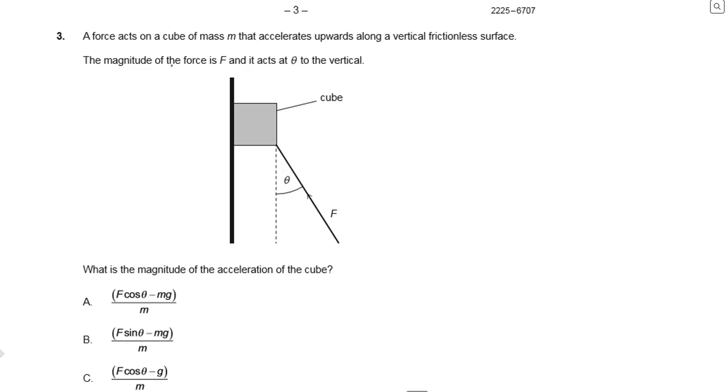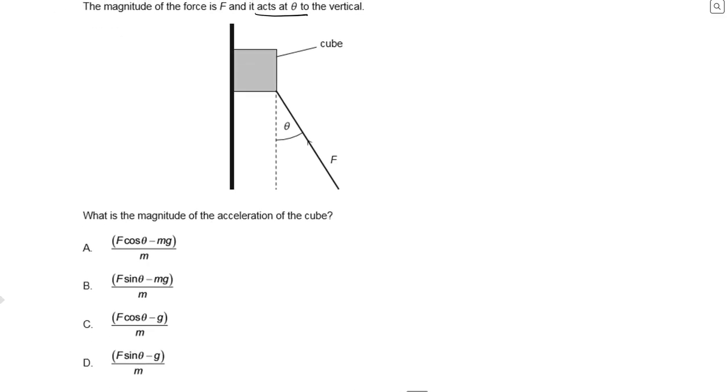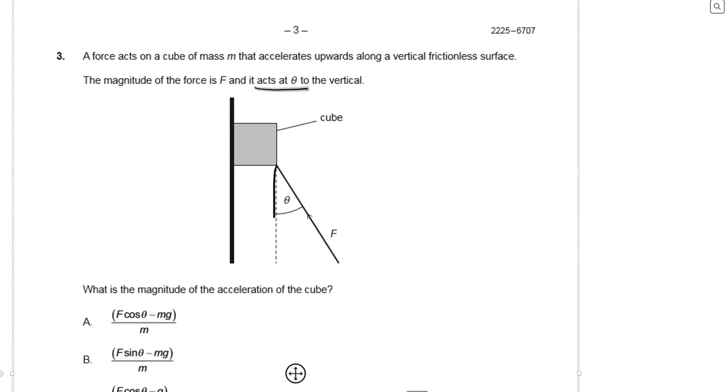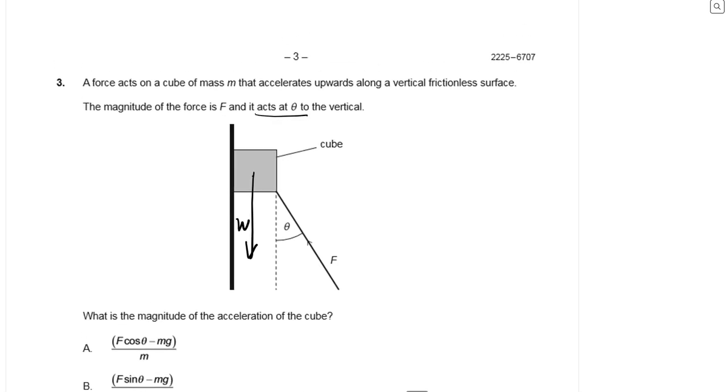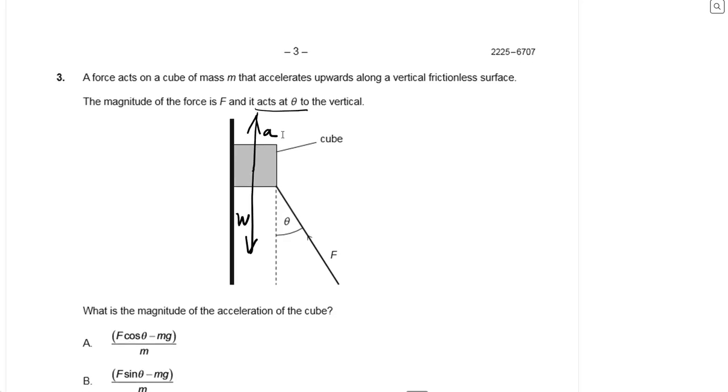Next, a force acts on a cube of mass m that accelerates upward along a vertical frictionless surface. The magnitude of the force is F, and it acts at theta to the vertical. What is the magnitude of the acceleration of the cube? We have the weight of the cube, W. There's no friction. We have an acceleration upwards, so we have a net force upwards.